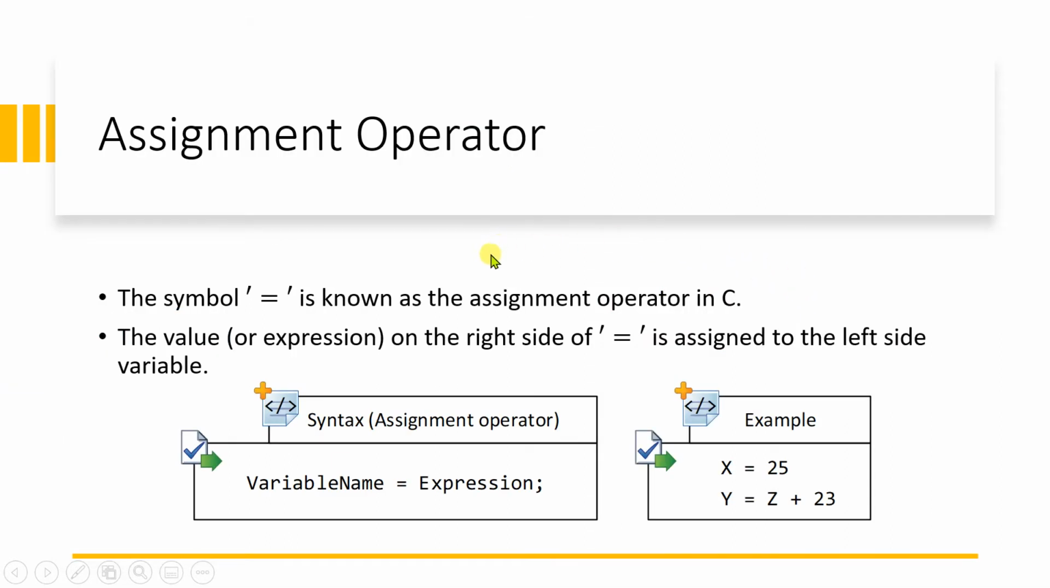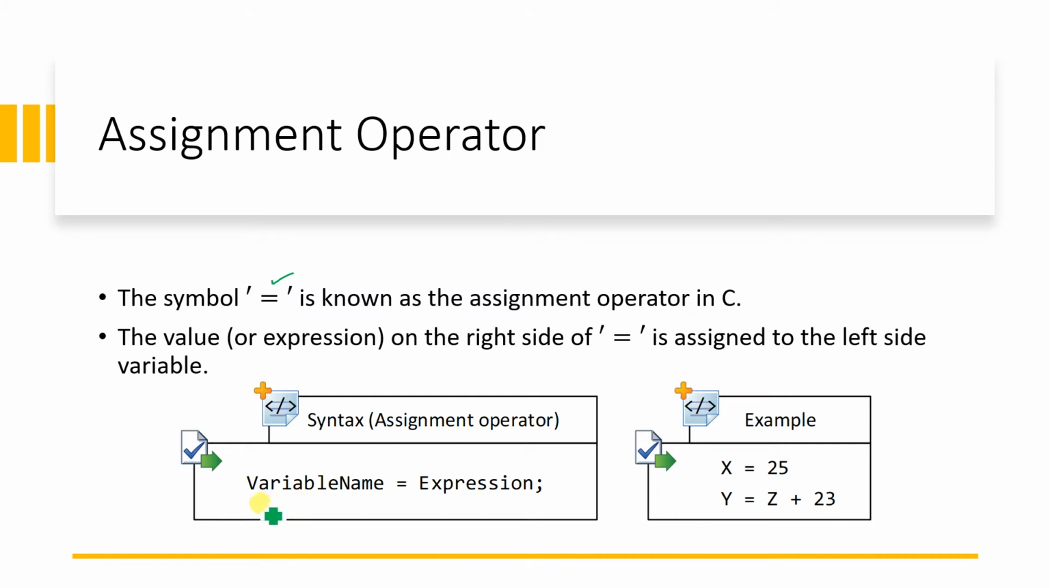So the first operator that we are about to discuss is your assignment operator. Generally an assignment operator is represented by the equal to symbol in the C programming language. After creating a variable, whenever I want to assign a value to that variable, we generally use this assignment operator. Here a syntax is given for how the assignment operator is written.